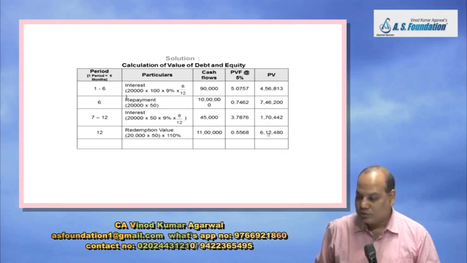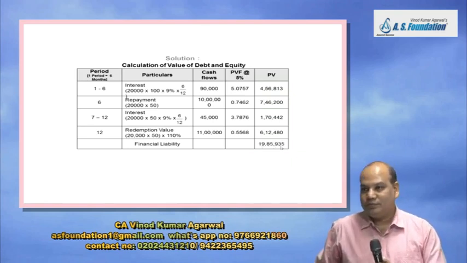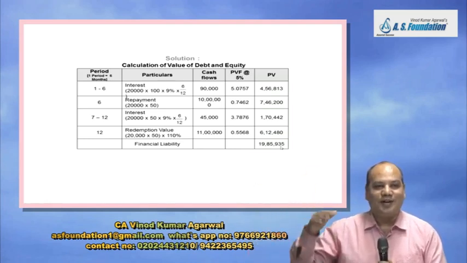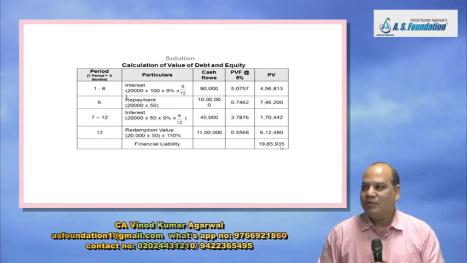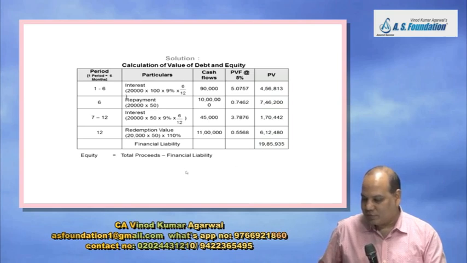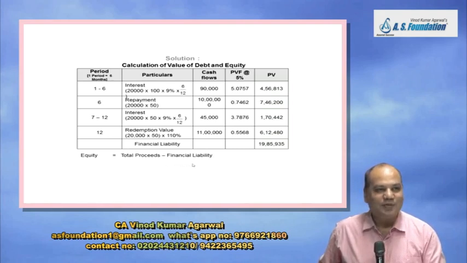612,480. The total of the last column is your financial liability. These cash flows cannot be avoided by the company. So 19,85,935 approximately. Honestly answer, I will not say anything. Who got it right? Just this much. Wrong. Right. Okay. This time the result was better than the previous time. 8% result. Equity is equal to total proceeds minus financial liability.